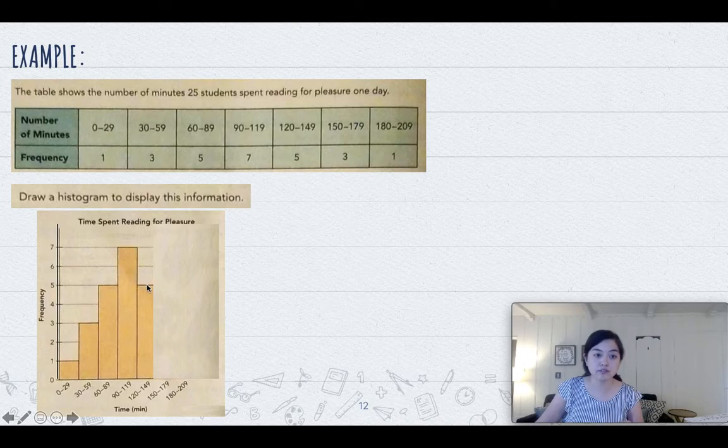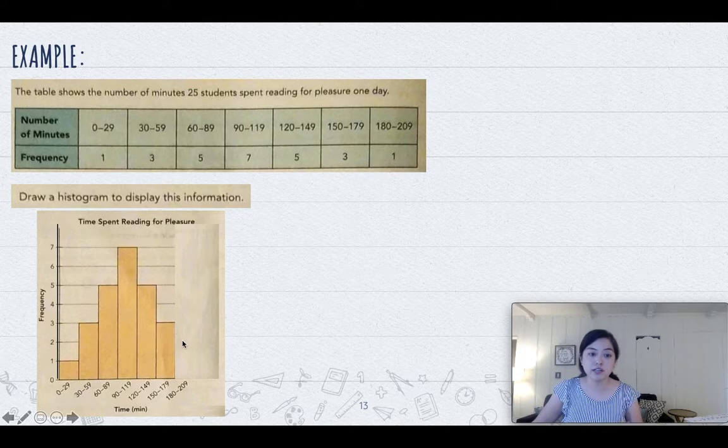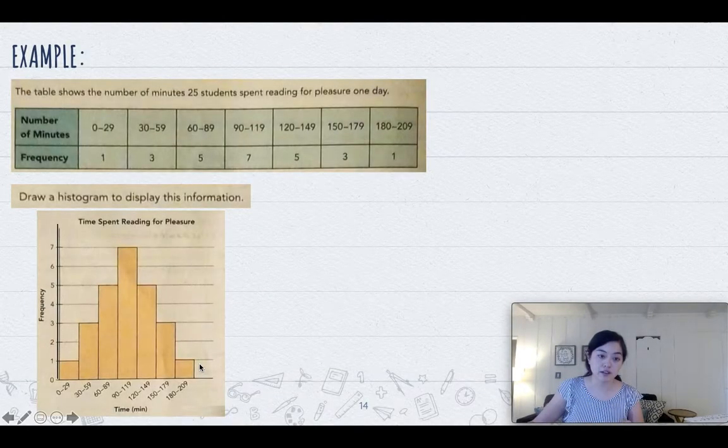Our next bar will go to 5, and our interval is 120 to 149. So it goes up to 5 here. And then our next one, 150 to 179, our bar will reach up to 3 over here. And then finally our last piece of information, our interval of 180 to 209. There's only one, so we're going to just draw the bar that goes up to 1 here.